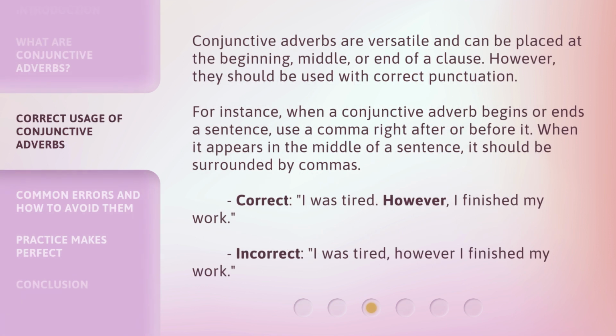Conjunctive adverbs are versatile and can be placed at the beginning, middle, or end of a clause. However, they should be used with correct punctuation. For instance, when a conjunctive adverb begins or ends a sentence, use a comma right after or before it. When it appears in the middle of a sentence, it should be surrounded by commas. Correct: I was tired. However, I finished my work. Incorrect: I was tired. However, I finished my work.